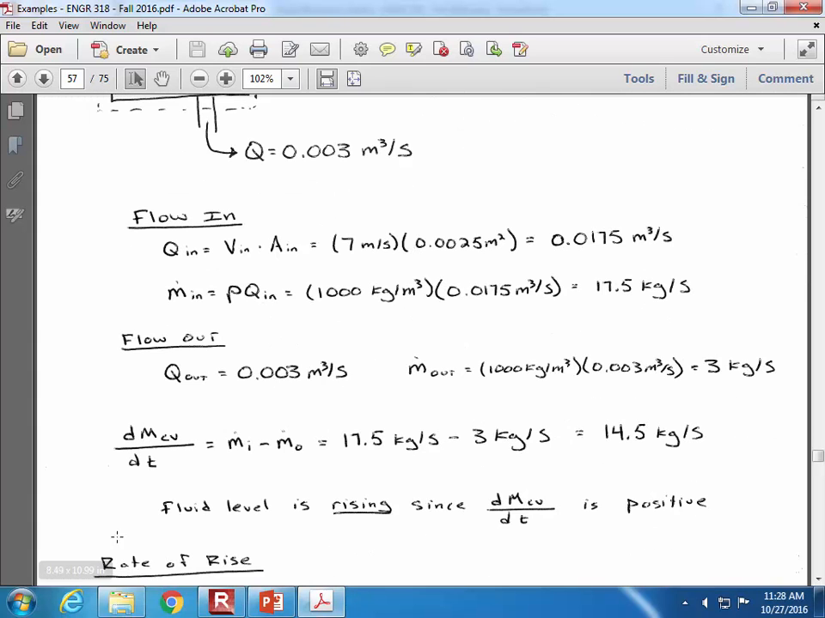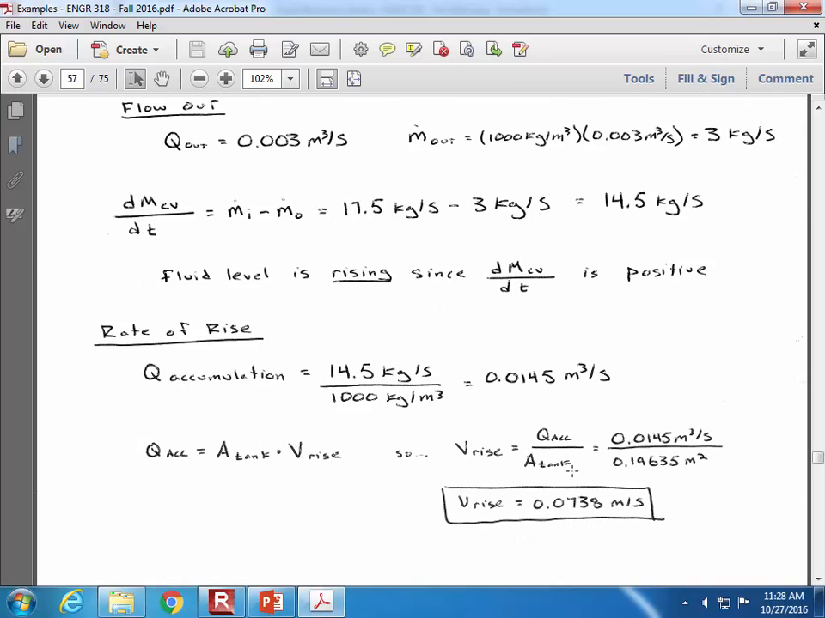Now, as for the fluid level, it's going to be rising since there's a positive accumulation, and the rate of the rise we can calculate just by converting it back into volumetric accumulation by dividing by the density. And then if we know that Q equals VA, it's a velocity that the liquid level is rising. And so the Q accumulation is just the difference between what's coming in and what's going out. So that's going to explain how much volume is added every second. And if we know the surface area of that tank, then we can divide and find out what the velocity of the rise is going to be. And so it's going to be rising very slowly, 0.0738 meters per second. Any concept questions or any issues you faced as you did that?